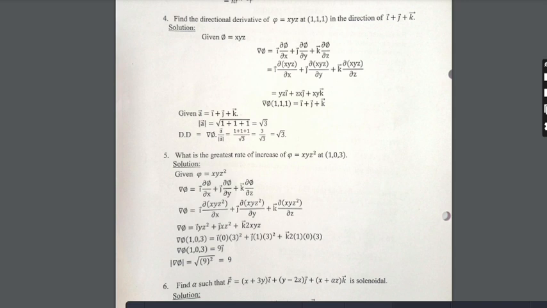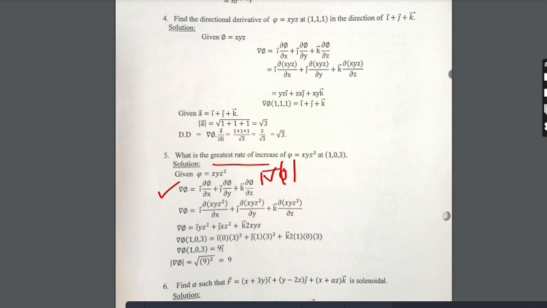Our next problem is, what is the greatest rate of increase of phi equal to xyz squared at (1, 0, 3). Here they are asking for the greatest rate of increase, which is nothing but finding modulus del phi. So first we need to find del phi, then modulus del phi. Del phi, we know the formula: i vector ∂phi/∂x plus j vector ∂phi/∂y plus k vector ∂phi/∂z.